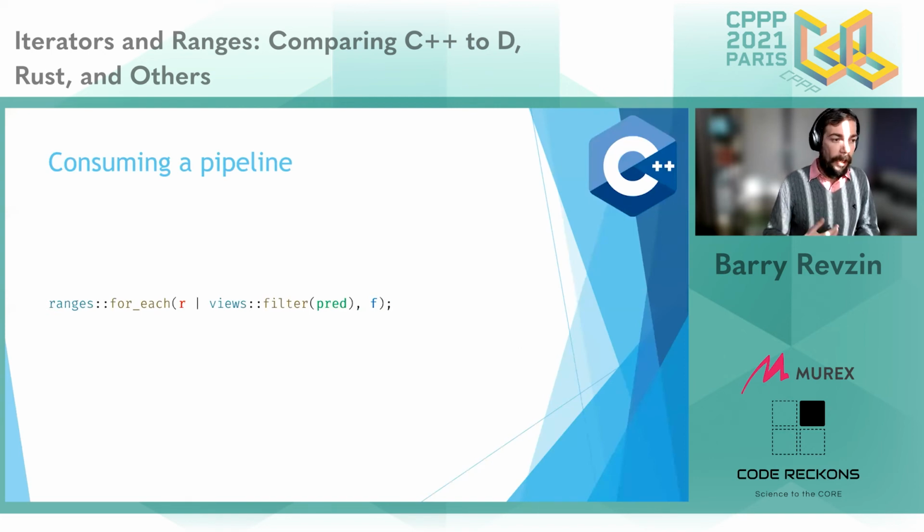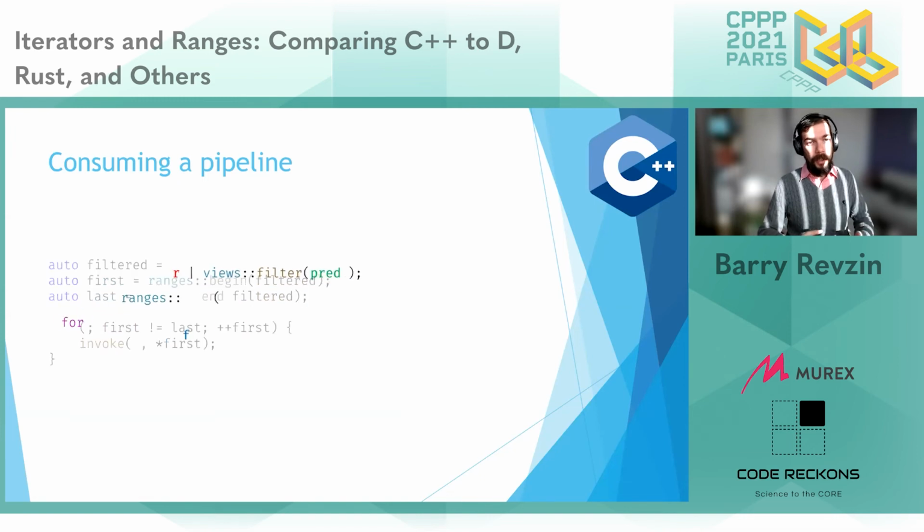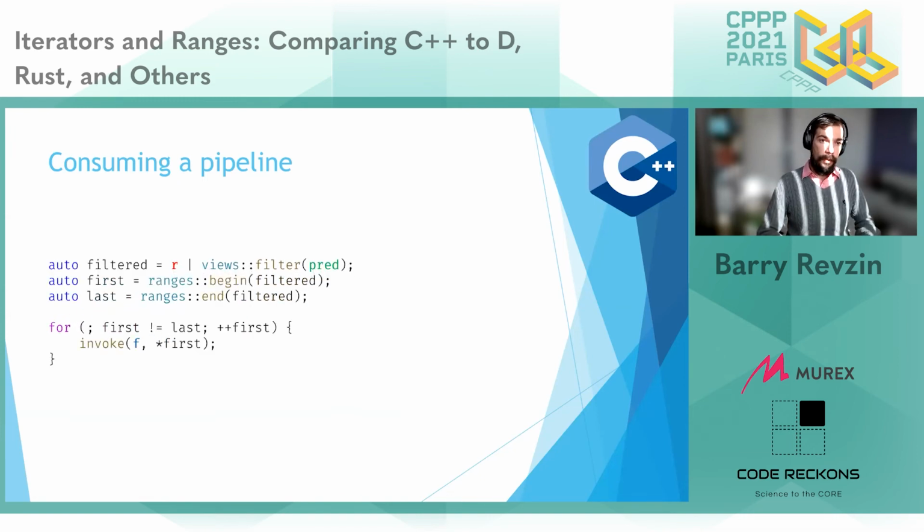Let's say for each element of R that satisfies a particular predicate, I want to invoke this function. So in C++20, I can do R piped into filter on pred and pass that into for_each on some function. Let's peel back all of our abstraction layers and desugar all of this to see what this actually transforms into. First we can peel off for_each. What for_each is going to do is grab first and last from the range, iterate over it, and invoke the function that you pass in. For_each is probably the simplest algorithm in the standard library.